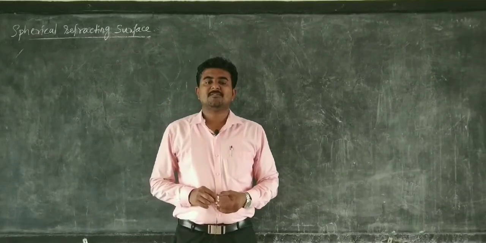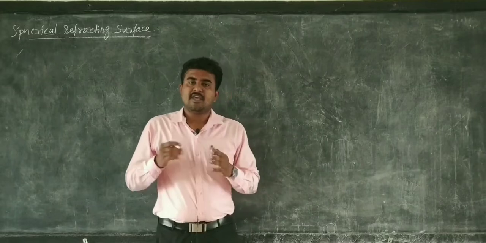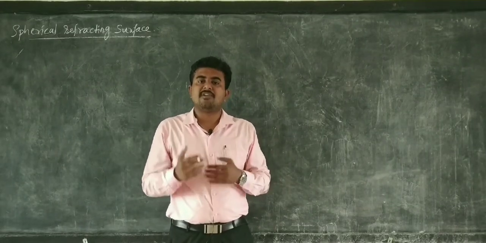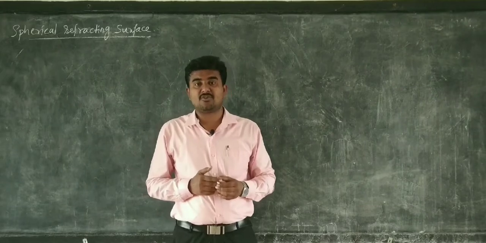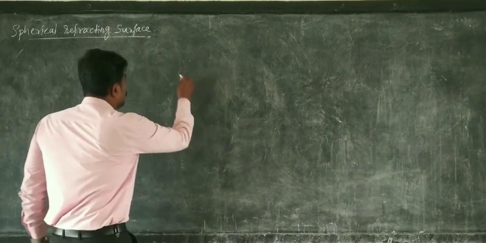Namaste dear students. Today our topic is spherical refracting surface. A surface which separates two media of different refractive indices is called what? Refracting surface. For example, look here.